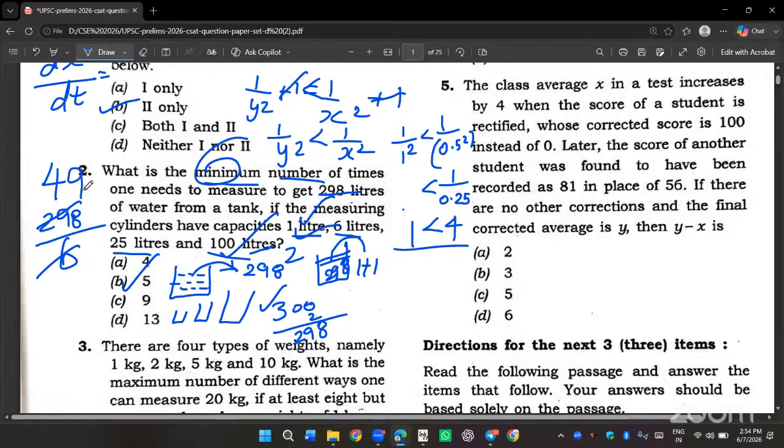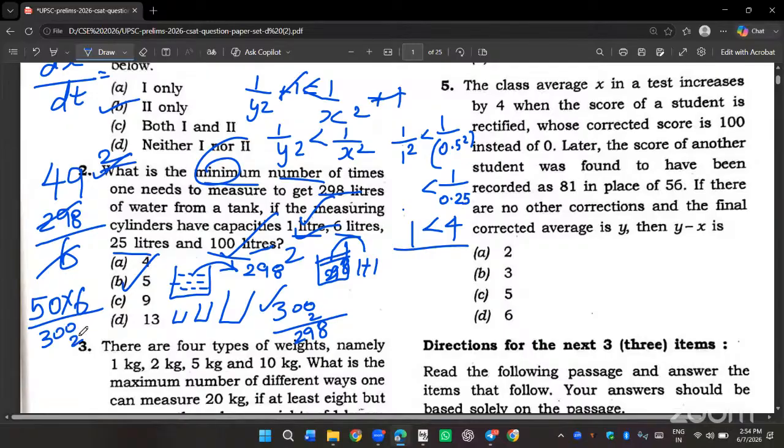So 9 times, then a remainder will be coming. 2 liters will be coming. So in order to avoid that, 50 times I can use the 6 liter cylinder. So I will get 300 liters.